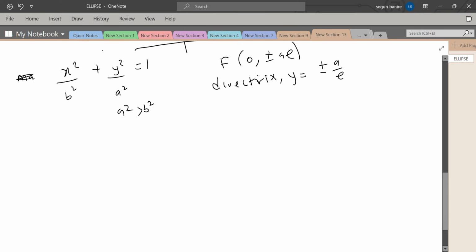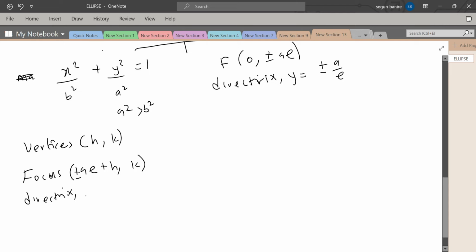Okay. So one more thing I need to add is, what if the vertex is not at the origin, like at a point h, k? What this means is that the vertex has shifted. Just like in parabola, we do similar stuff. So what happened to the focus? Your focus will now move by plus h. You just have to add that coordinate to your focus, also to your directrix, which is x equals plus or minus a over e before. Just have to add the h to it.